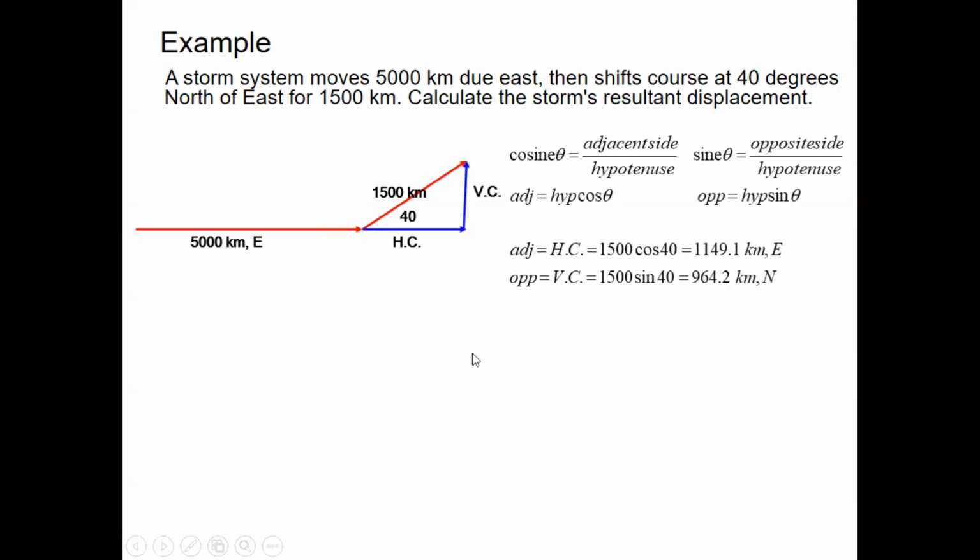So first of all, we use this triangle to convert and find out this distance, and we use again the cosine and the sine. Remember that the angle here, this is the angle, and the angle is 40 degrees north of east.